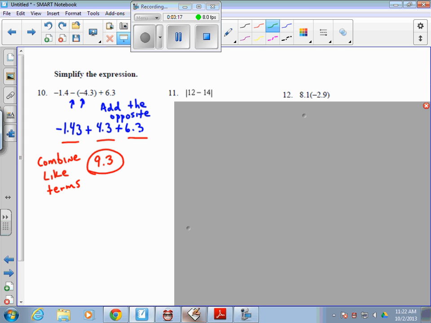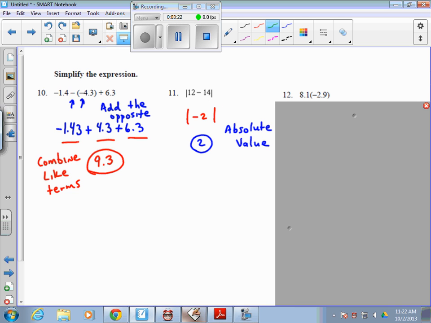11 says the absolute value of 12 minus 14. You do what's inside the absolute values first. 12 minus 14 is the number negative 2. The absolute value of that means how far away is it from 0, and that's how we get 2.